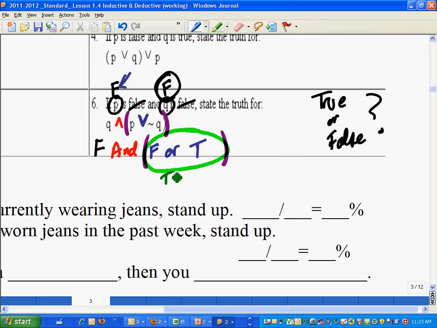Now we have a conjunction. Circle this whole thing. Both are true. Are both true here? Yes or no? Are both true? Yes or no? Out loud. No. So the whole value of the whole thing is false. The value of the whole statement is false.